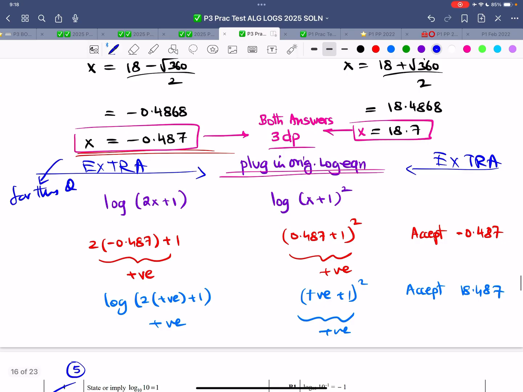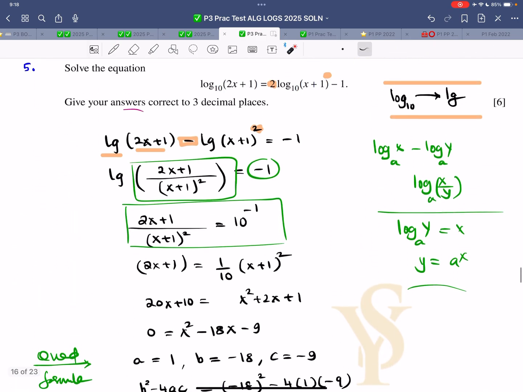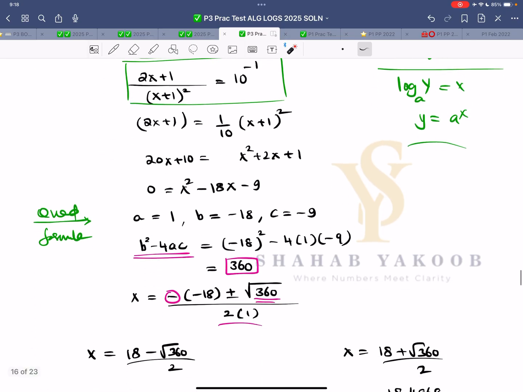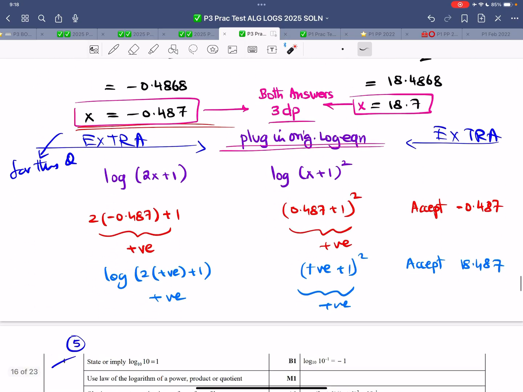So now plug in the original terms. What are the original terms? That is 2x plus 1, and x plus 1, actually without the square. So let me just remove the square. That is the original equation. Now what I do is that I plug in this negative value.